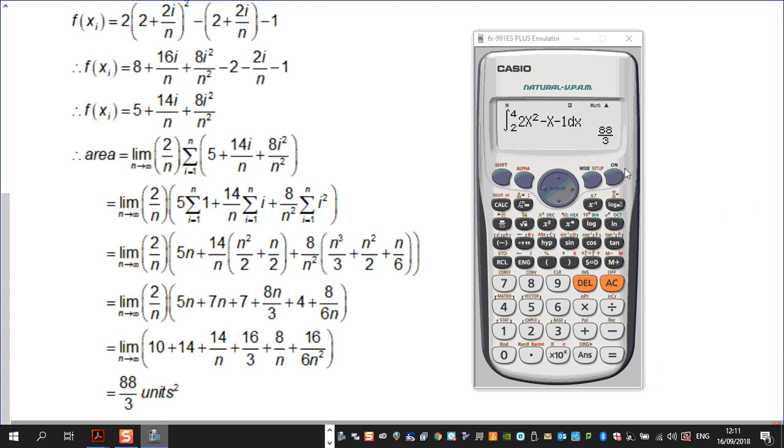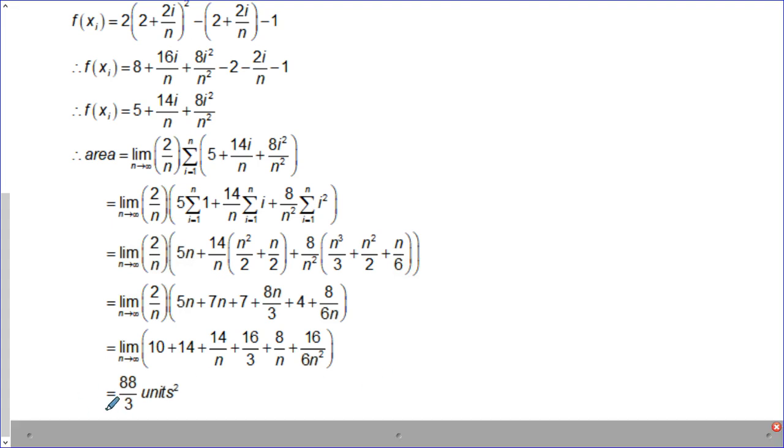And while I was away briefly, I just used the definite integral key on my calculator. Remember, you've got to use the alpha x as your variable. And there we get a confirmation that we've got this right. And that should give you a warm, fuzzy feeling inside as well. It's amazing how often maths can do that for you.